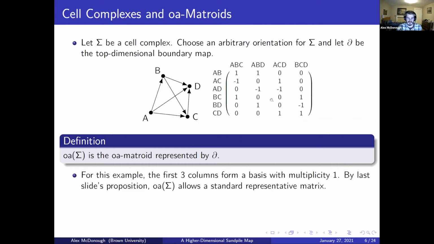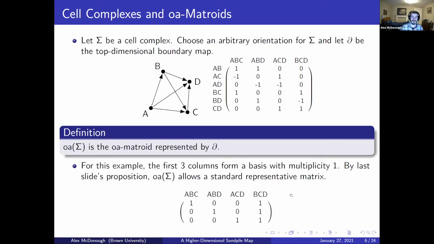In this case, for this matrix, the first 3 columns form a basis with multiplicity 1, which means we can turn it into a standard representative matrix. And this standard representative matrix is going to look much nicer. So we now have this standard representative matrix that describes the same information as the one up here, as far as orientable arithmetic matroid information.